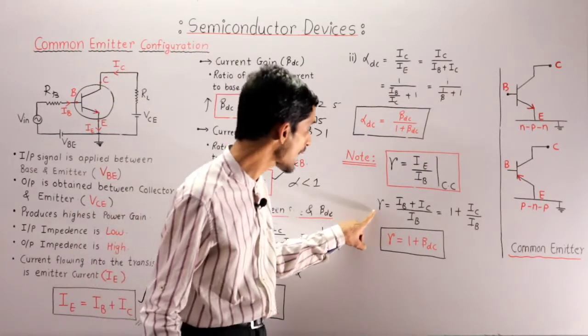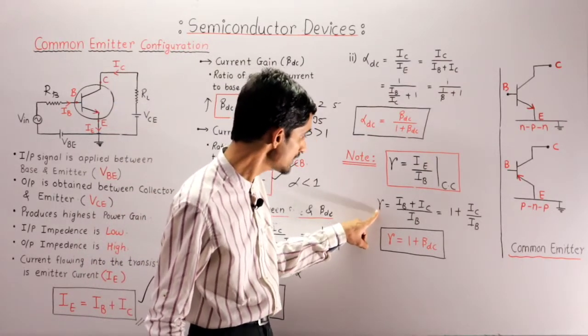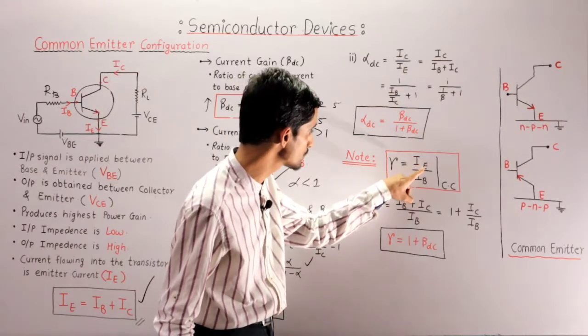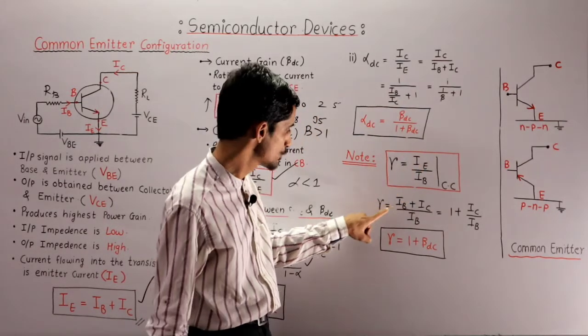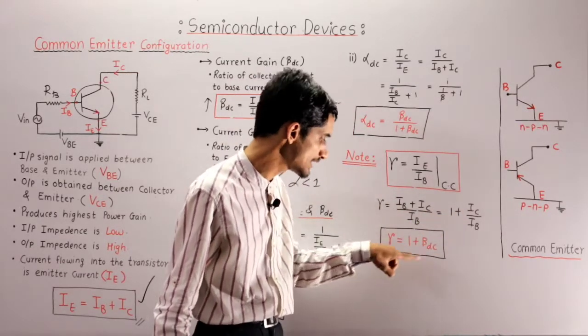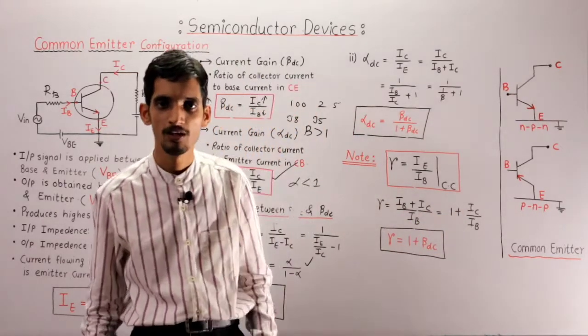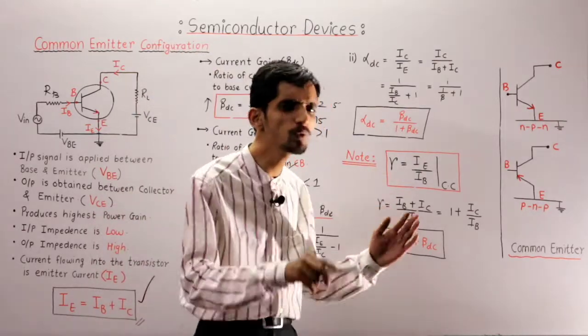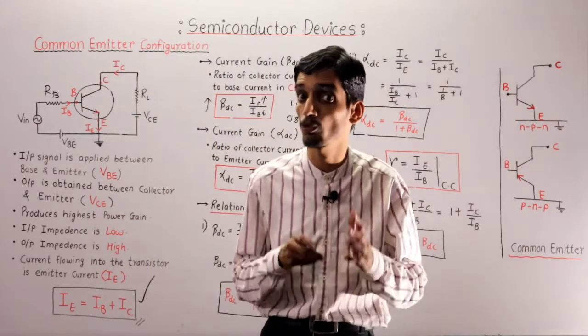And this gamma is definitely what? Gamma is equal to IE upon IB, now IE means IB plus IC. So IB plus IC upon IB, which is 1 plus IC by IB, which is 1 plus beta, is equal to gamma. Now listen here. Gamma is 1 plus beta. What is the reason? How to prove it?